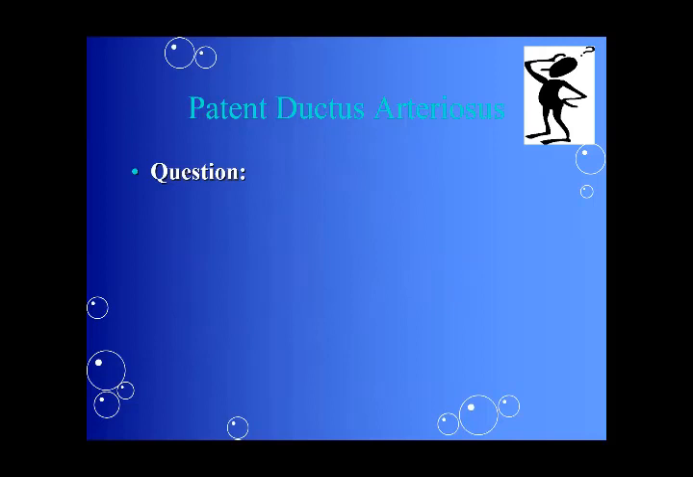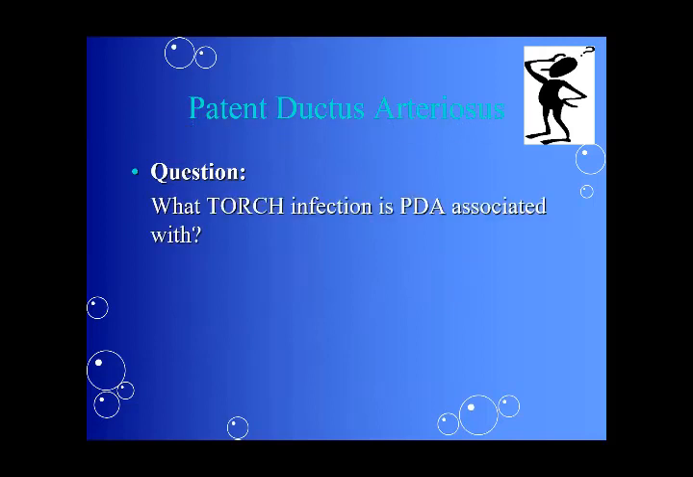Now the question is, what TORCH infection is it associated with? TORCH infections, you all know what TORCH infection is. TORCH infections are infections which appear in the newborn baby due to infection in the mother. You have already learned these TORCH infections in different subjects in the fourth year.